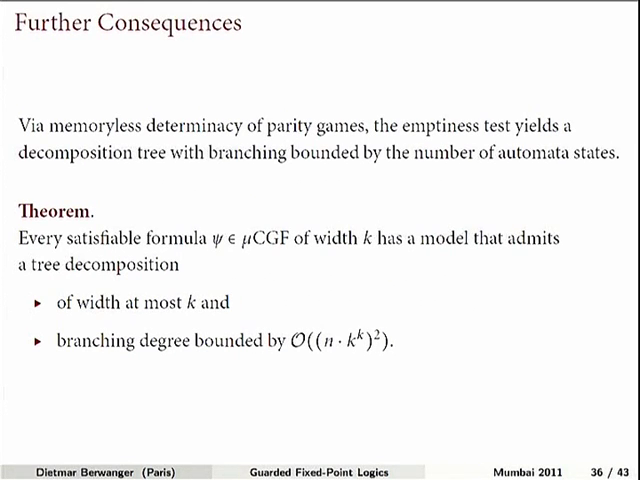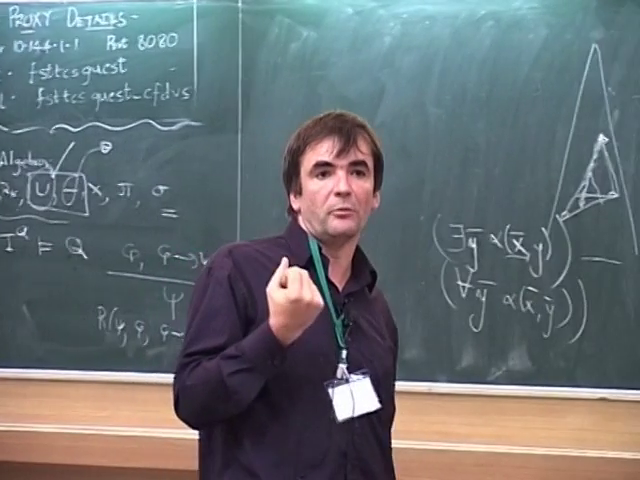Now, if we look at the construction in a bit more detail, it again gives us a tree model property. What we accept is a tree k-decomposition. So if we have a model, it will be one that we can recompose to one of width k. But also, we can say something about the branching degree of the decomposition tree. And here, the idea is that the decomposition tree cannot branch farther than we have states in our automaton.